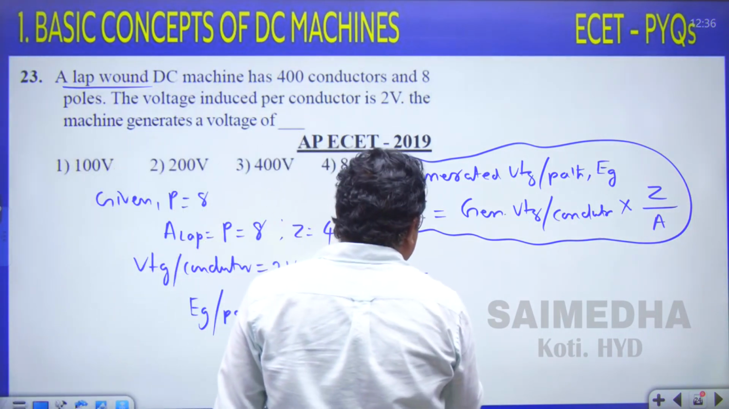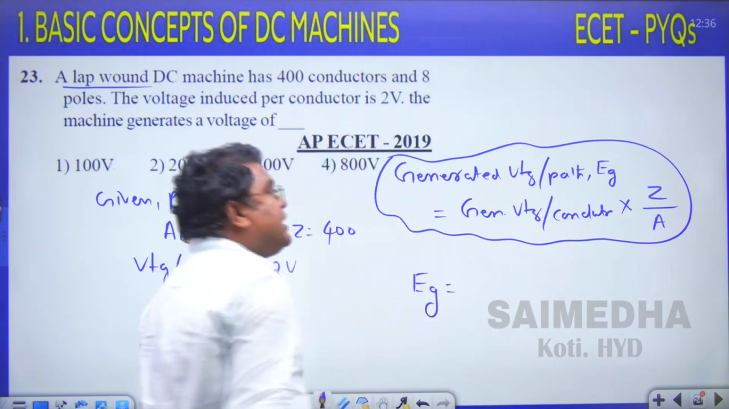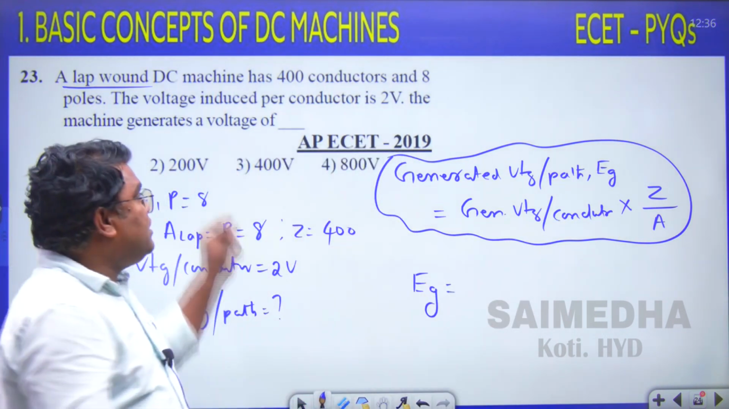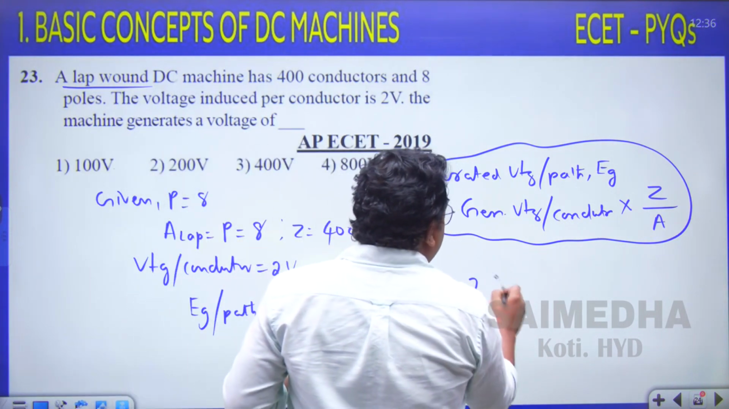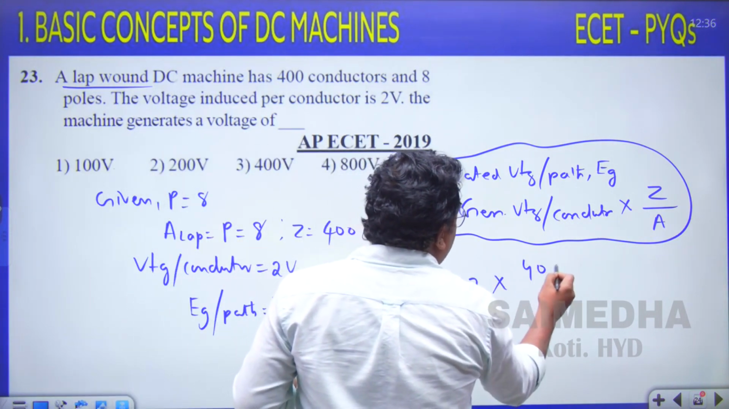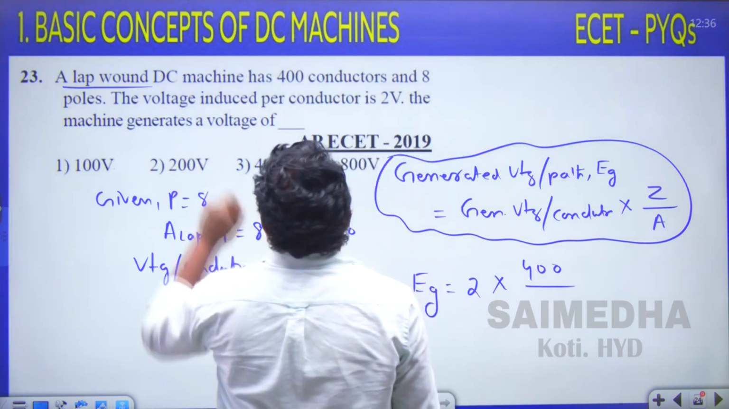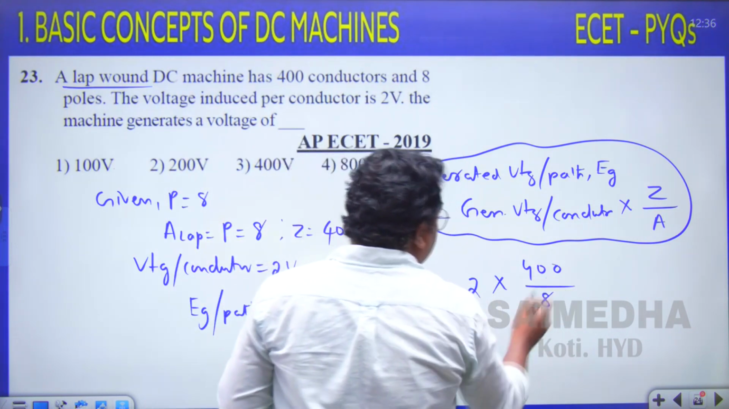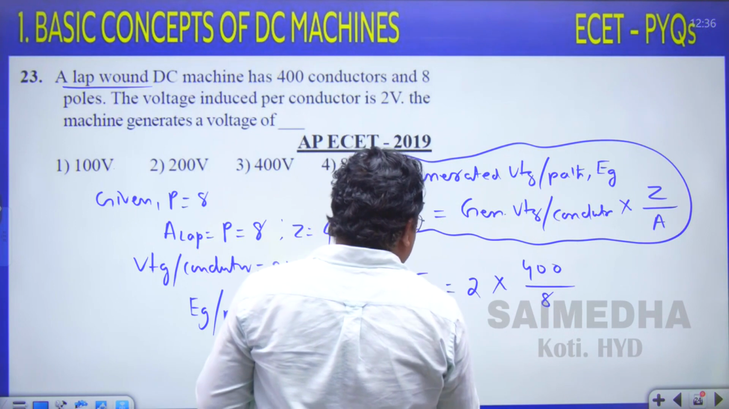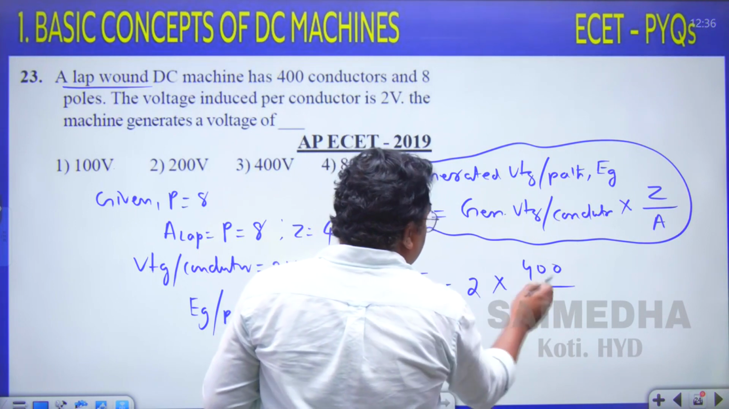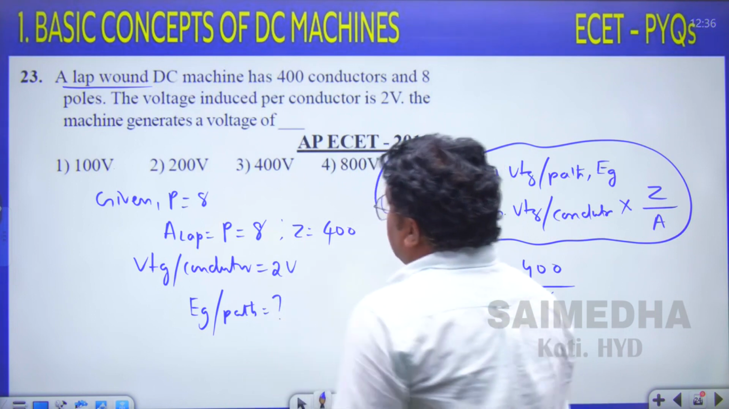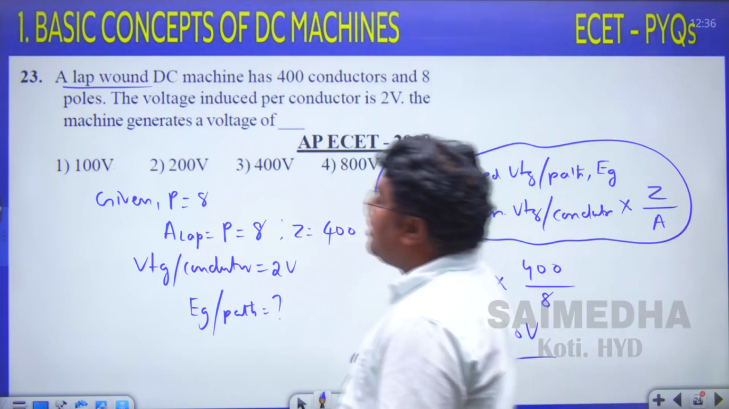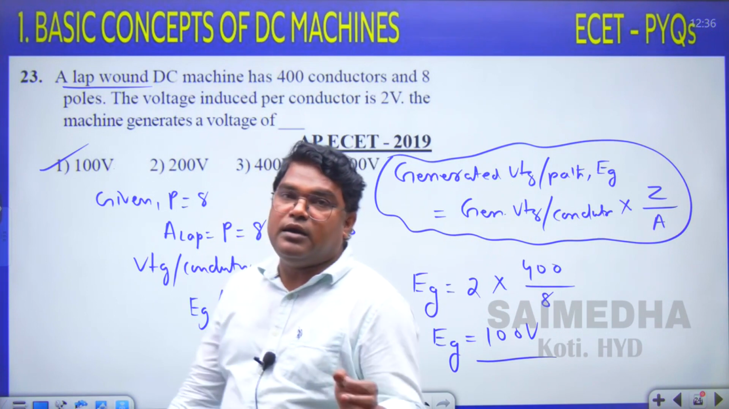Therefore Ez is equal to the generated voltage per conductor multiplied by the number of conductors per parallel path. The generated voltage per conductor given in the question is 2 volts, the number of conductors is 400, and the number of parallel paths is 8. By solving this we get 4 times 25, that is equal to 100 volts. So for this question, option 1 is correct, 100 volts.